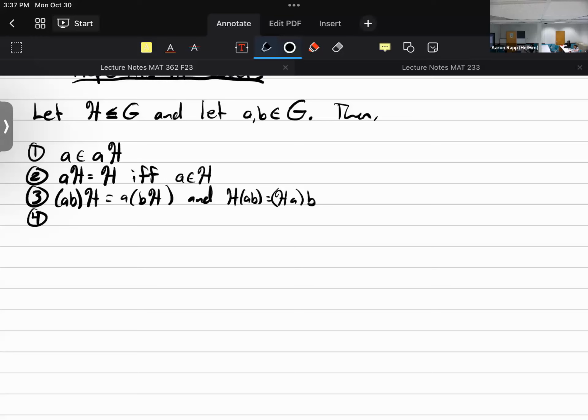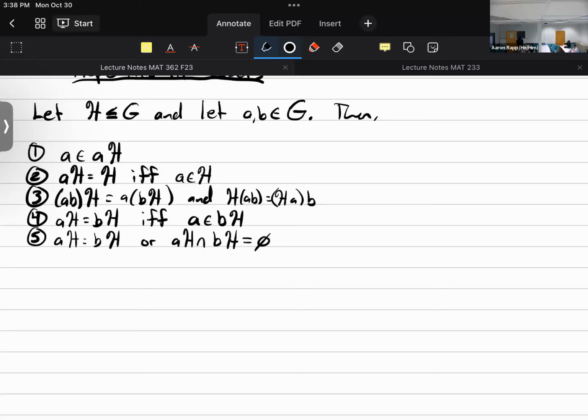Fourth property. These two cosets will be the same if and only if A is in the left coset of H from acting upon by B. Fifth property states that these two cosets are either going to be the same or they have to be disjoint.